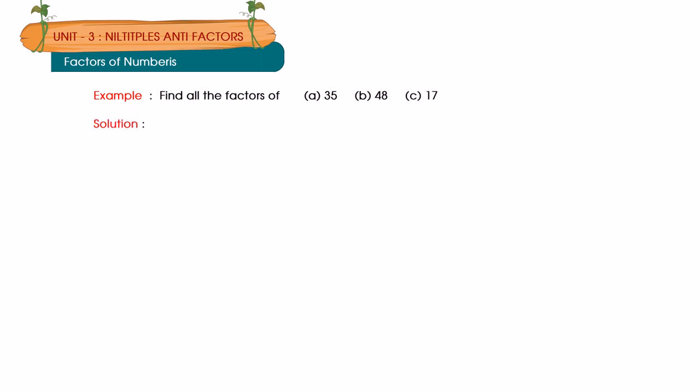Solution. (a) 35 divided by 1 is equal to 35. 35 divided by 5 is equal to 7. 35 divided by 7 is equal to 5. Therefore, the factors of 35 are 1, 5, 7 and 35.